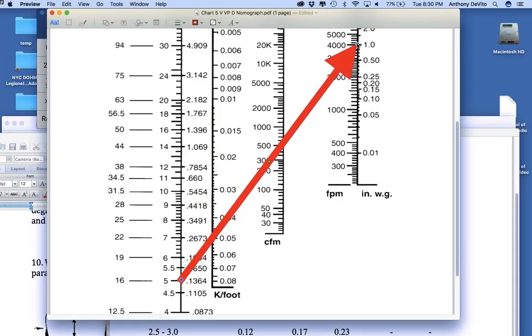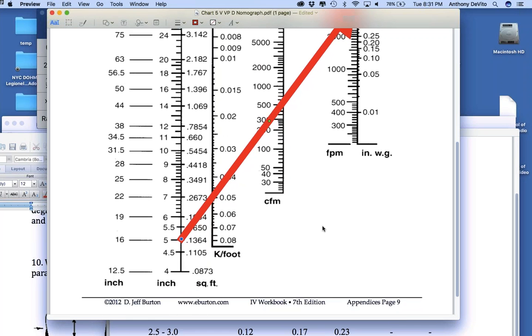Okay, so what's the K value there? It looks like 0.05. So for every foot of this ductwork that you have, you're going to lose that much static pressure. So if you have 100 feet of this ductwork, how much static pressure are you going to lose? 0.05 K times 100 feet, times the density factor, which we're leaving at 1. So you're going to lose half an inch of static pressure.